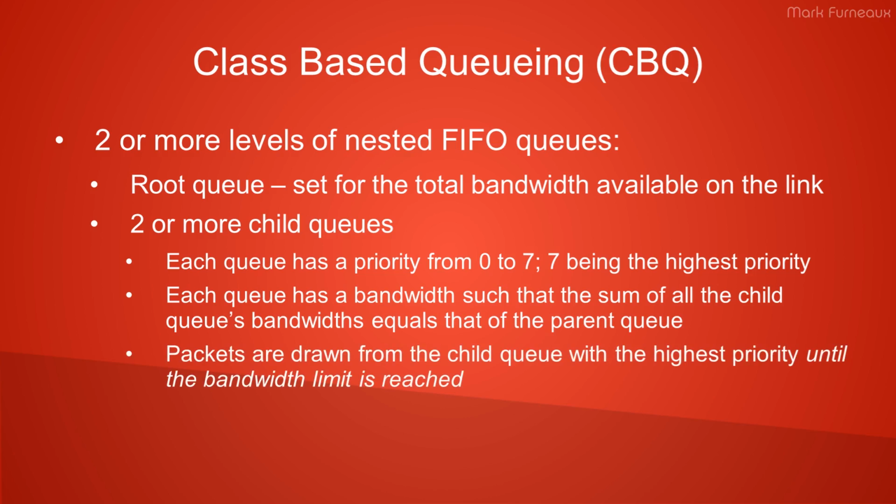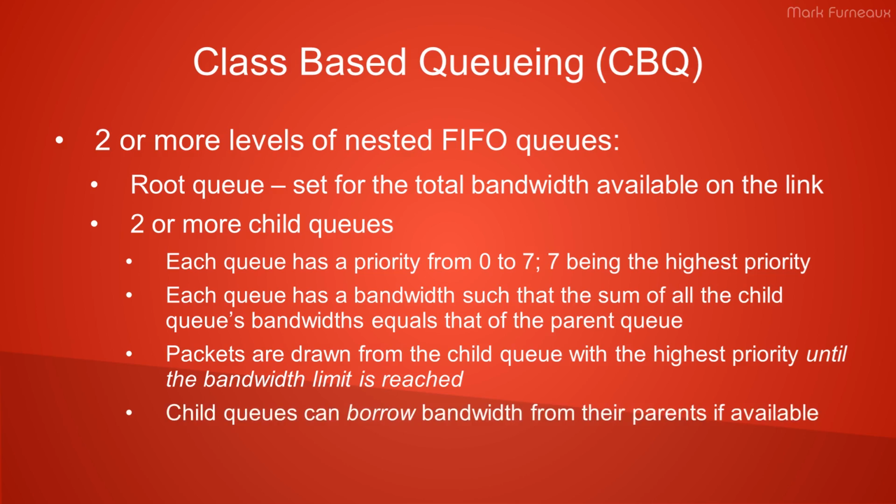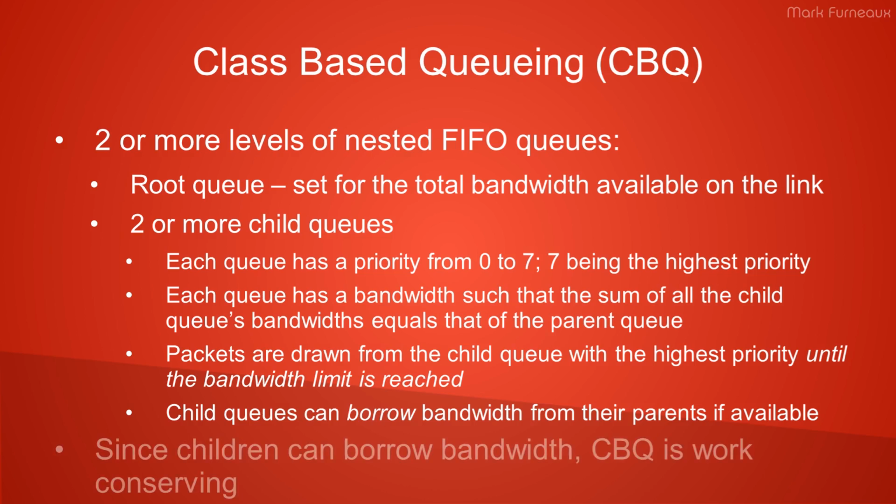And so the principle of operation here is that packets are drawn from the child queue with the highest priority until its bandwidth limit is reached. So this is what allows us to get rid of the starvation problem. Now, child queues can also borrow bandwidth from their parent if available, and you'll see that in our next example. And since children can borrow bandwidth, CBQ is work conserving.